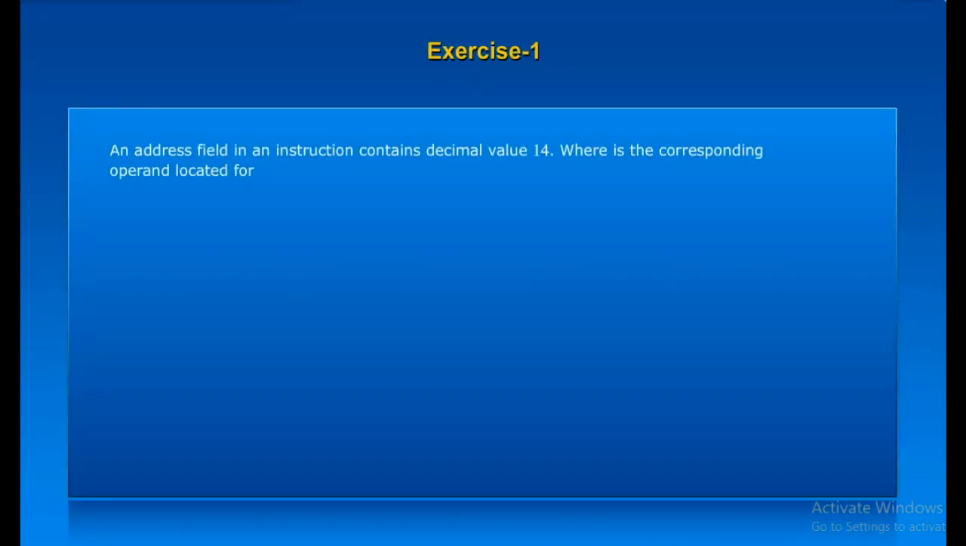An address field in an instruction contains decimal value 14. Where is the corresponding operand located for A, immediate addressing, B, direct?